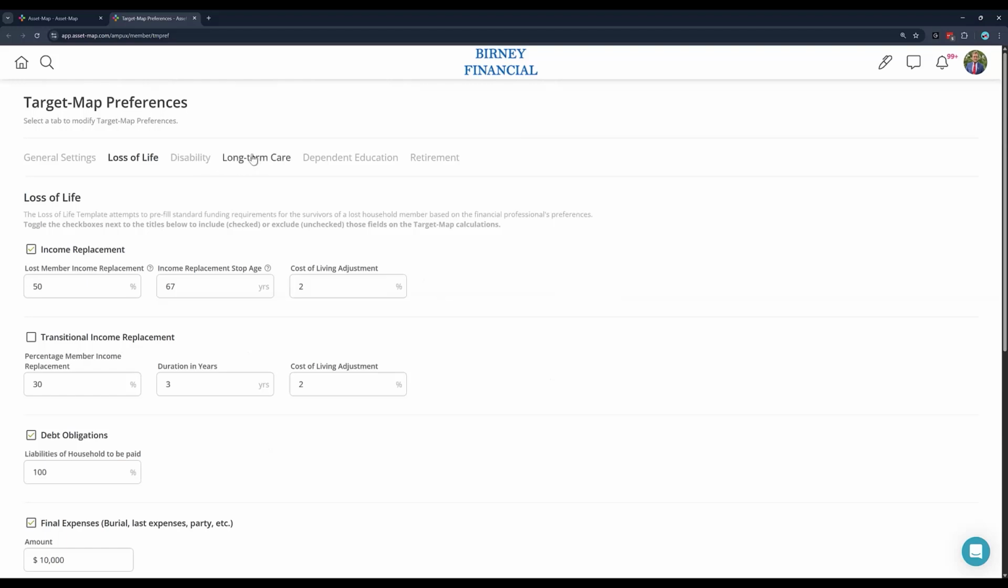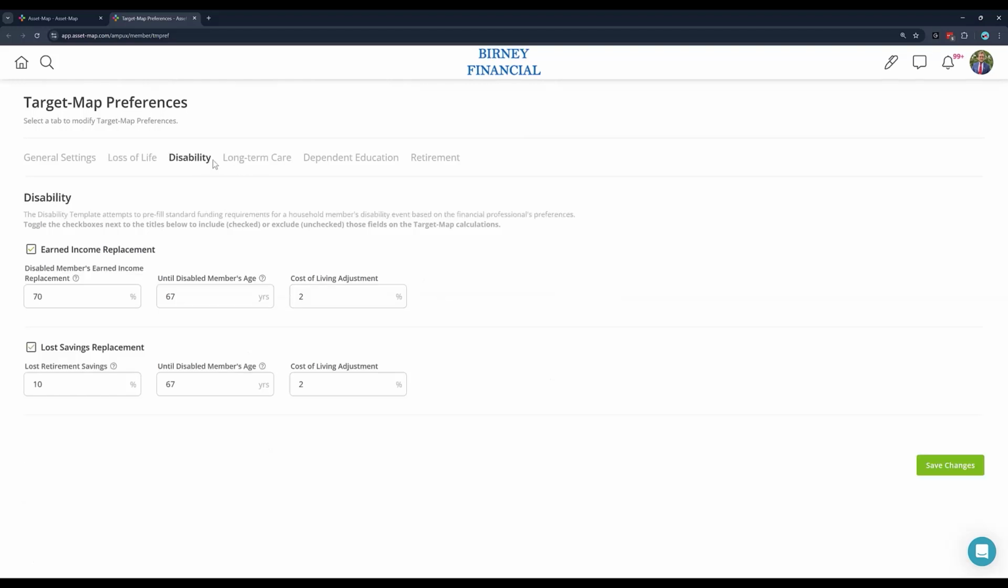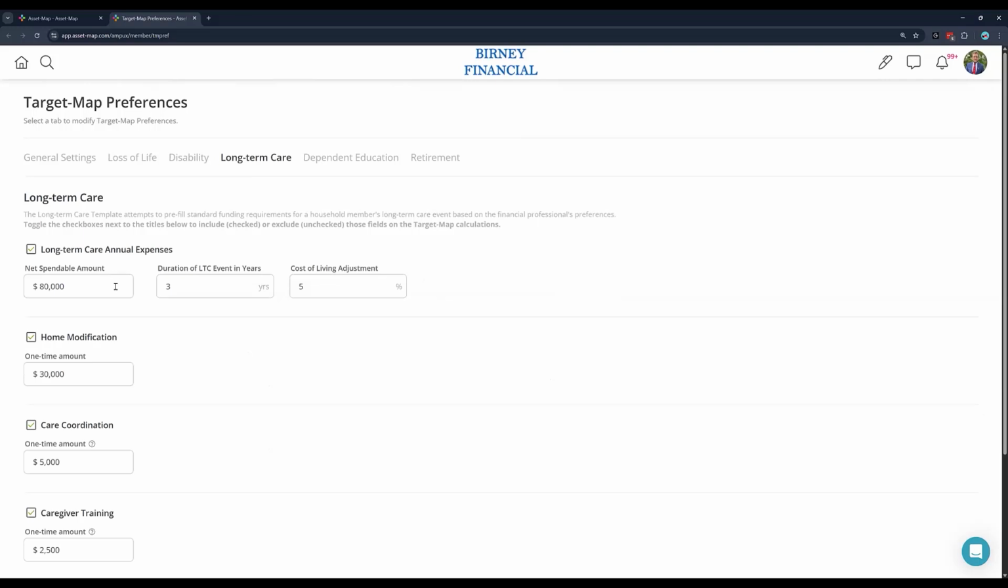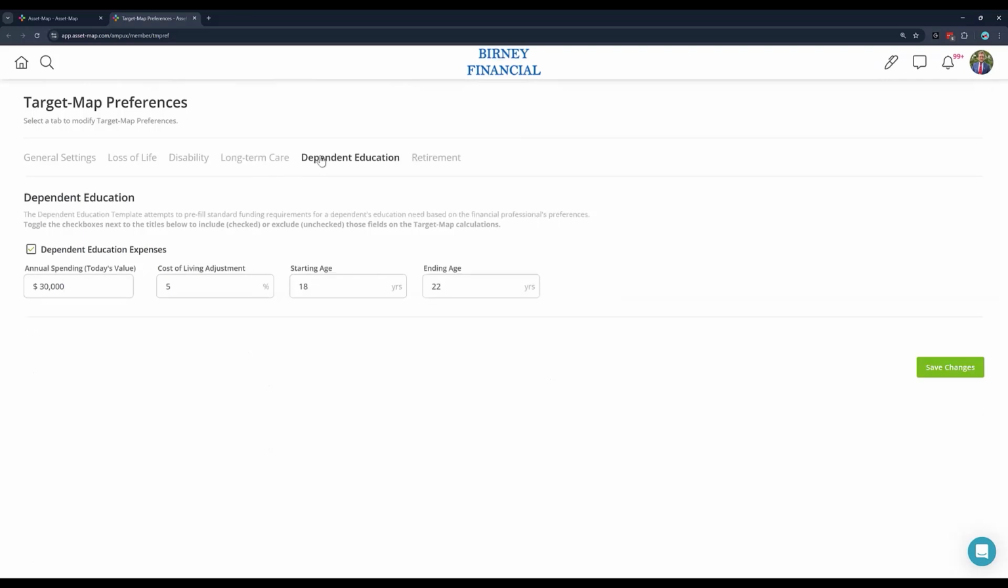Disability, long-term care, both very similar in terms of I'm trying to replace income or fund for a care event. How do I do it? What do I have to fund it? Dependent education tends to be the next place I go here.